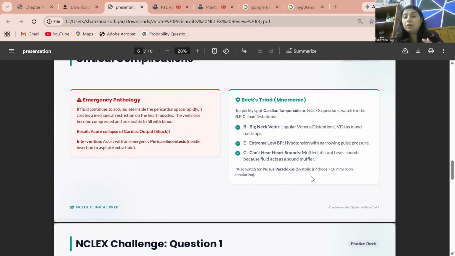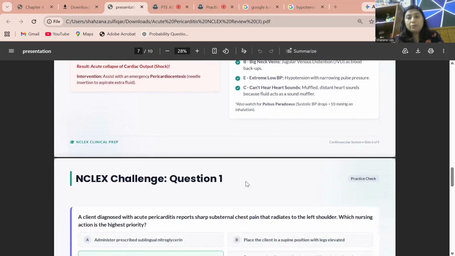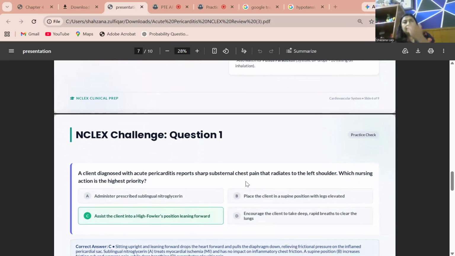Here, also watch for pulsus paradoxus. It means systolic BP drops more than 10 mmHg on inhalation. So this is the main sign that the nurse can recognize, along with a sudden drop in blood pressure, jugular vein distension and muffled sounds. These three signs are the key signs for cardiac tamponade. I think this session cleared most of the important things, and we will discuss any questions you have at the end of the session.